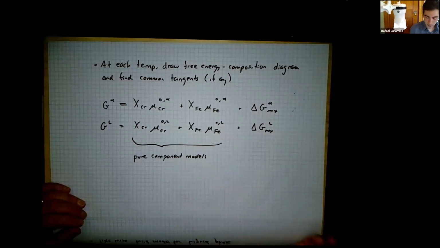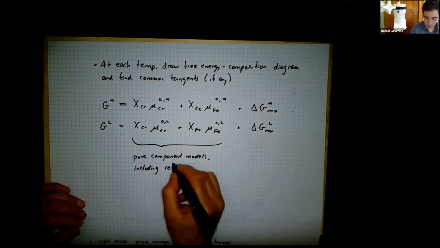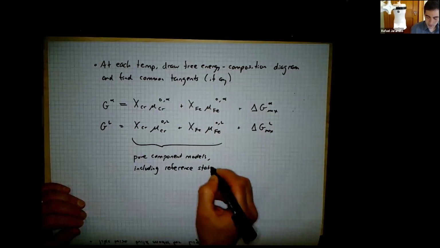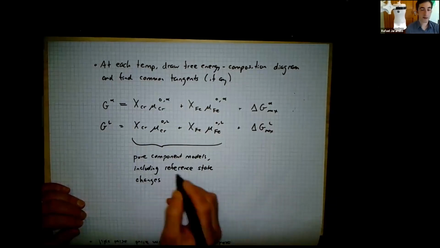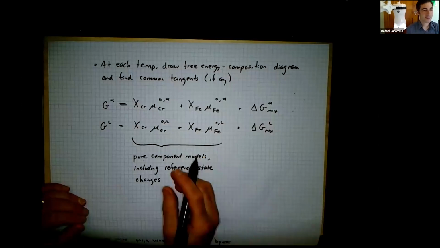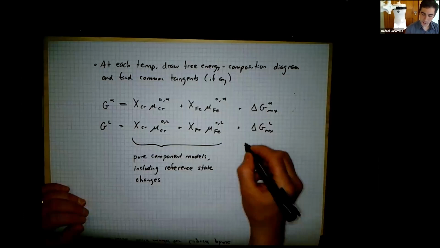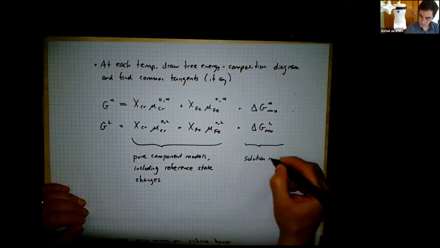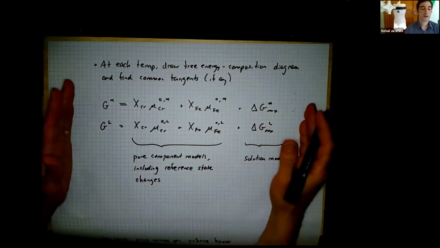And those, of course, include reference state changes, because we've built into those models the fact that these materials melt, right? Or maybe there are other state changes for the pure materials. We built that in. And these are the solution models. So this is it. From this, you get the phase diagram.